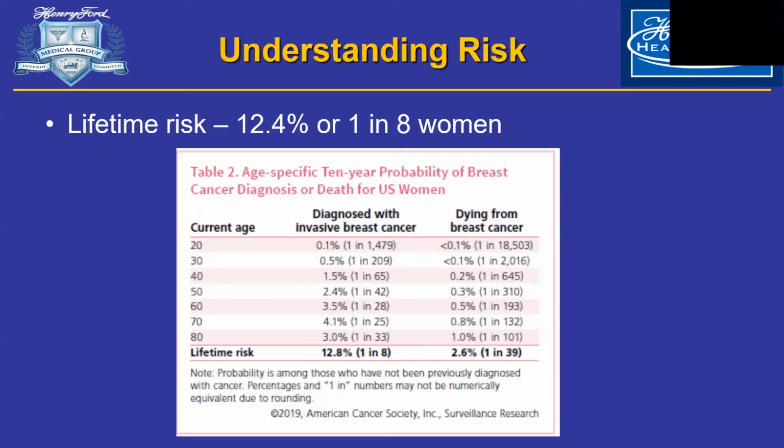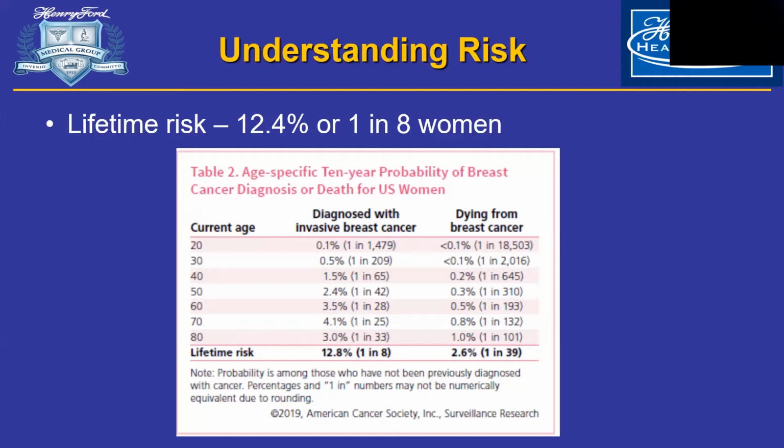So a little bit about understanding risk. As I mentioned, the lifetime risk, the statistic that everyone hears, is about 12.4% or 1 in 8 women. So it's accurate to say that 1 in 8 women who reach the age of 80 can expect to develop breast cancer. If you go by decade, though, the risk of getting breast cancer is lower than 12% for most women. You have to remember these numbers are averages for the whole population.